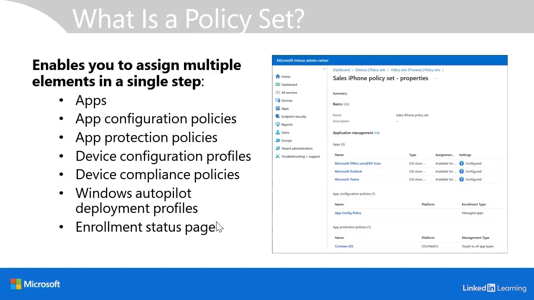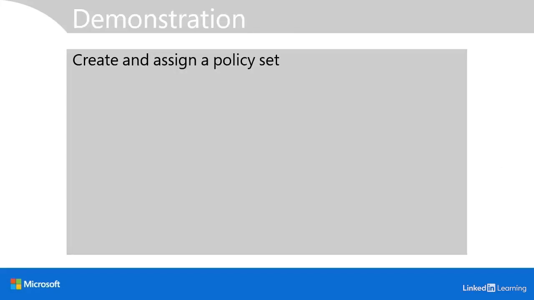So it enables you to assign multiple elements such as apps, app configuration policies, app protection policies, which I know we've not yet talked about, but we will. Device configuration profiles, again, something we'll look at shortly. Device compliance policies, which we covered earlier. Windows Autopilot deployment profiles, which we also looked at in an earlier session. And the enrollment status page, again, something we've touched on before. These things are not grouped together, not at all. They are separate entities. Each one of those is a separate thing. But you can select amongst those separate things and create a single assignment through the use of a policy set. So in the demonstration, I'm going to show you how to create and assign a policy set.